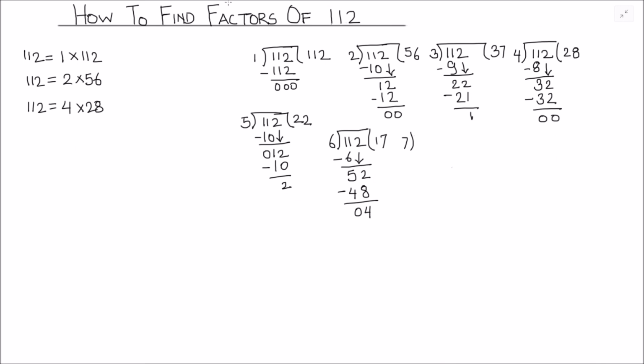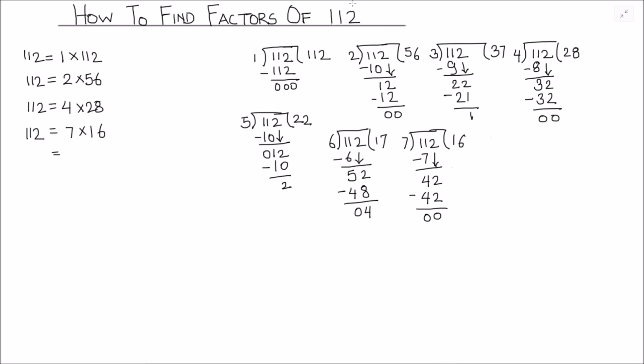Next we'll divide 112 by 7. 7 times 1 is 7. We got 4 as remainder. So 7 times 6 is 42 and we got 0 as remainder, hence 7 is a factor of 112. So 7 times 16 is 112.